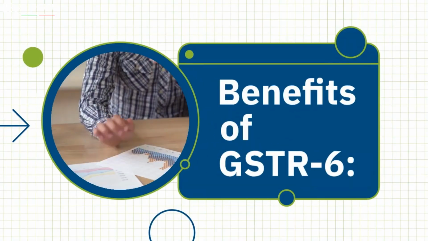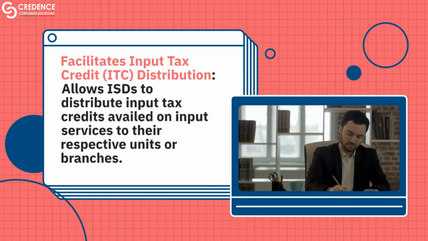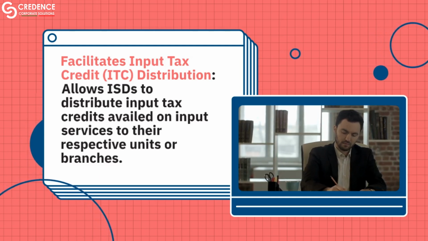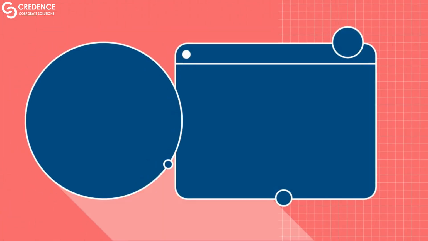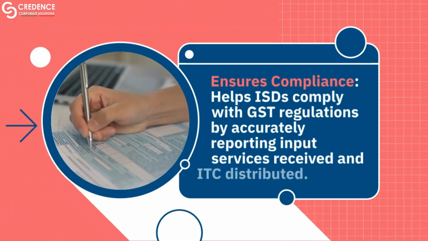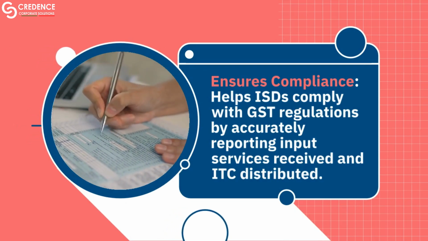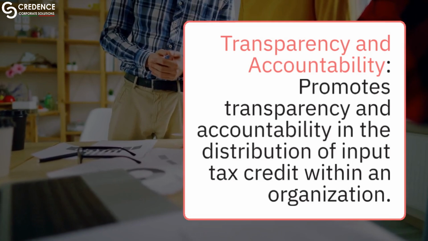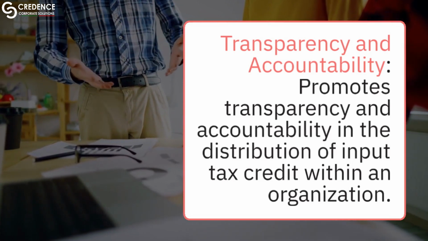Benefits of GSTR 6. Facilitates input tax credit, ITC, distribution, allows ISDs to distribute input tax credits availed on input services to their respective units or branches. Ensures compliance, helps ISDs comply with GST regulations by accurately reporting input services received and ITC distributed. Transparency and accountability. Promotes transparency and accountability in the distribution of input tax credit within an organization.